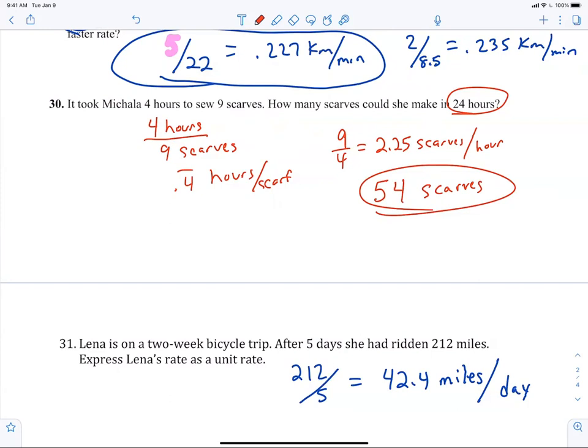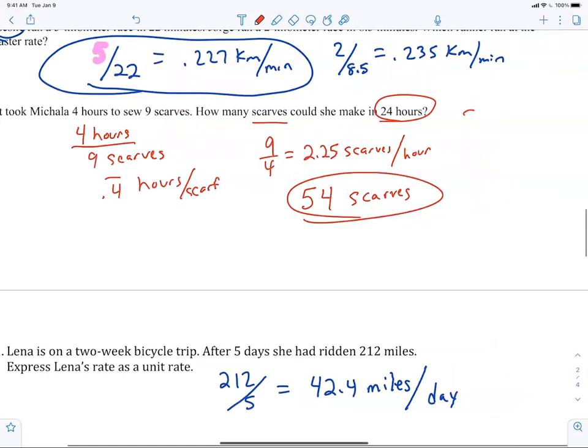All right, do you understand? I want to know how many scarves in 24 hours. So that's how you tell. The scarves goes on top. Scarves is divided by the hours. Is that helpful? Do you understand what I'm saying? All right, that's how I would think about it, and that would tell me to do the scarves divided by the hours. Okay.